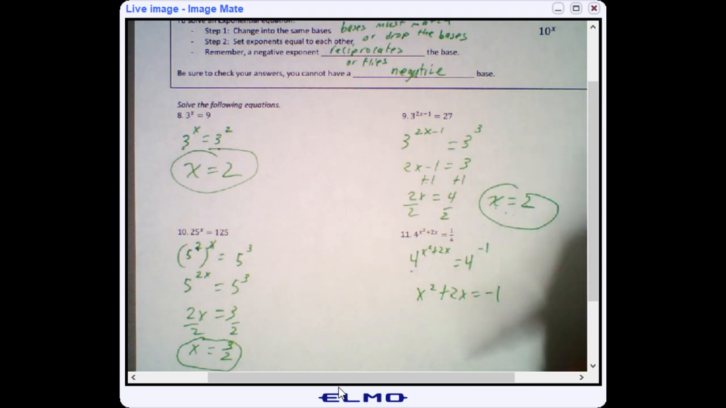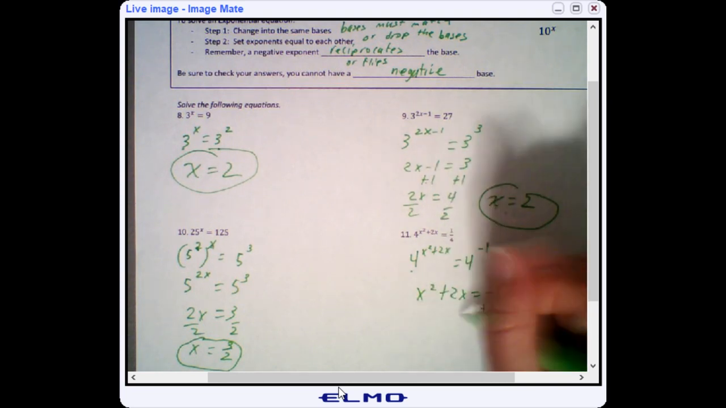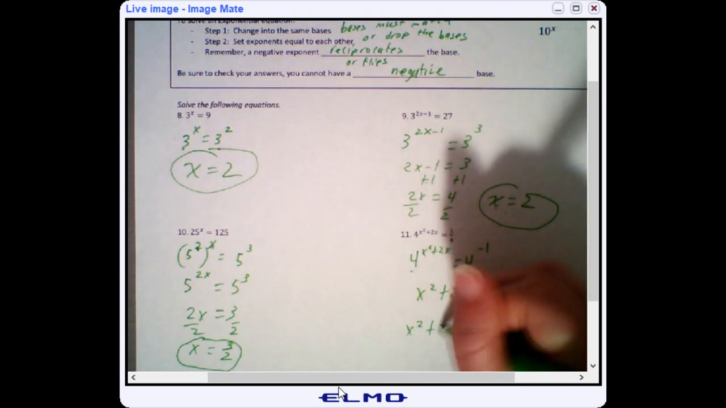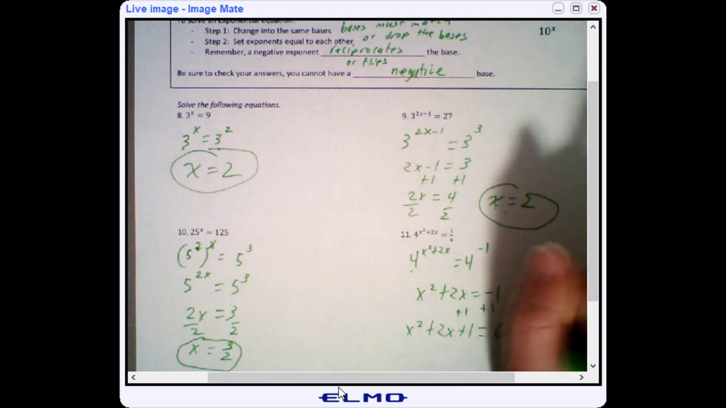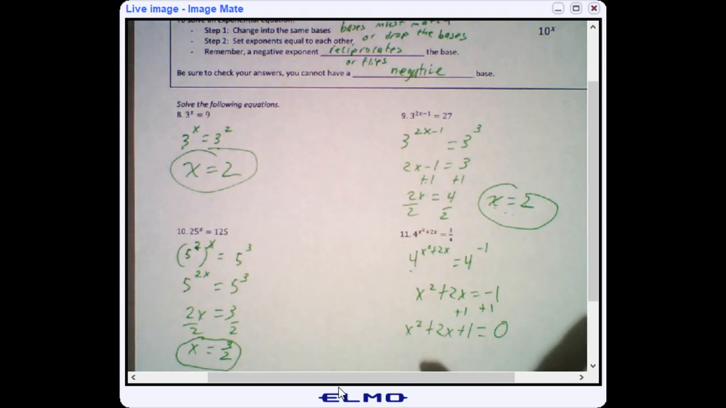I have an x squared that won't go away, so I'm going to move the negative 1 over. Get everything on one side. This is a quadratic, so I could do the quadratic formula. I could try graphing. I could try completing the square, or I could try and factor it. This one factors nicely, so I'm going to solve it by factoring. That's my favorite thing to do personally, if I can.